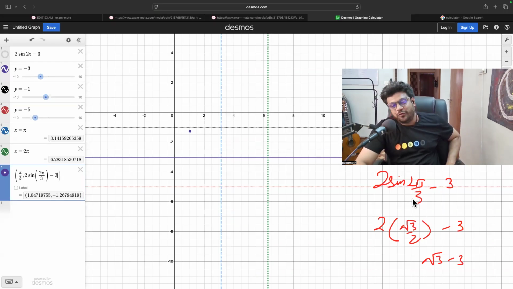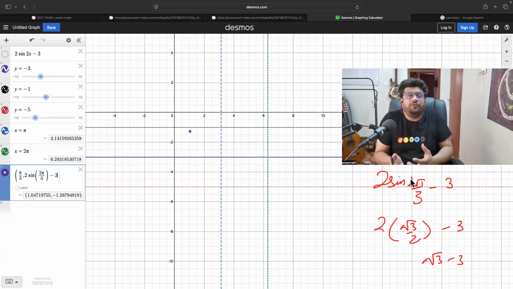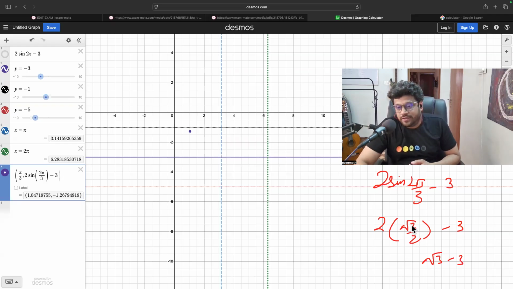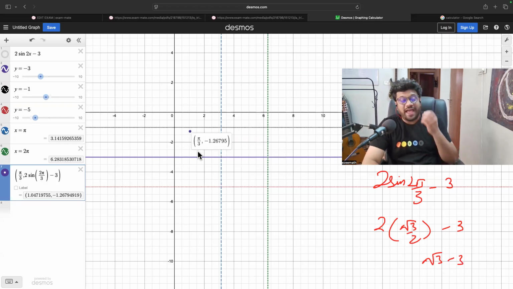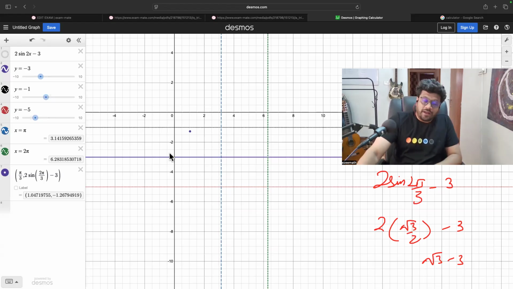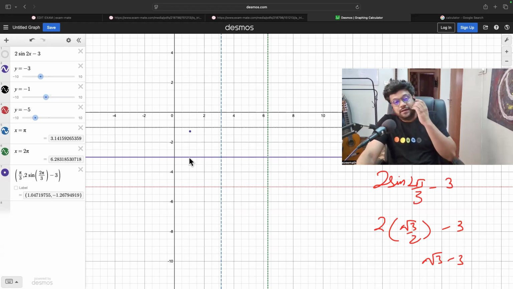Sine of 2 pi by 3 is root 3 by 2. Again, if you're not sure why sine of 2 pi by 3 came out to be root 3 by 2, I would like you to check out the unit circle video and figure it out. And I know it's supposed to be root 3 by 2. And when you substitute it, you end up with root 3 minus 3. And it's a negative 1.26. And there it is at pi by 3. The point is we have one random point on the curve. All the guidelines and this point here will guide us about the whole sketch of it.